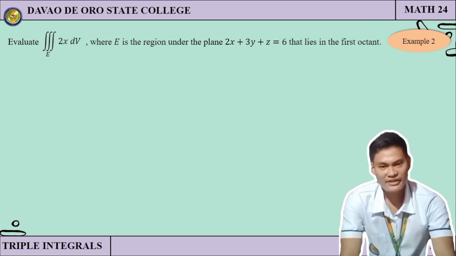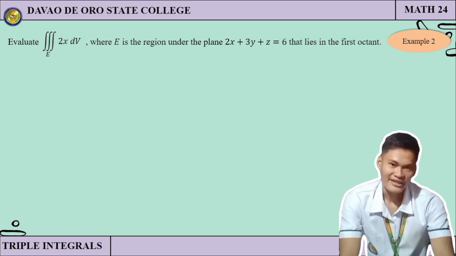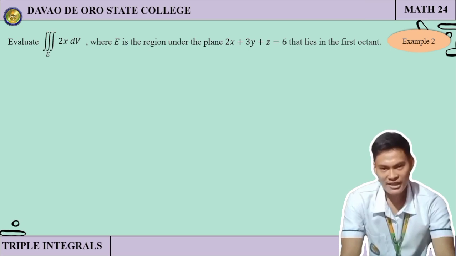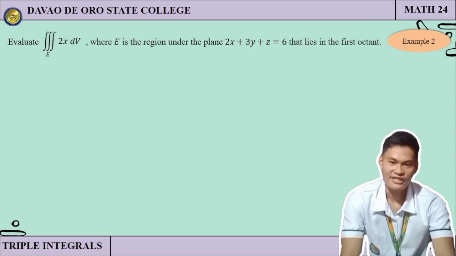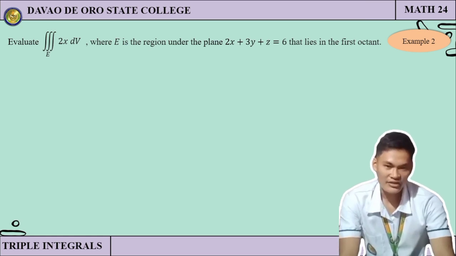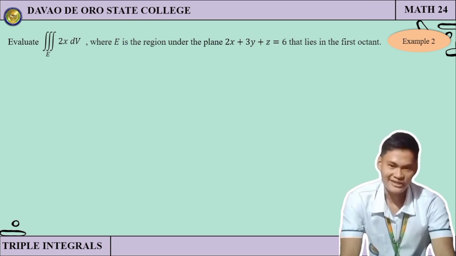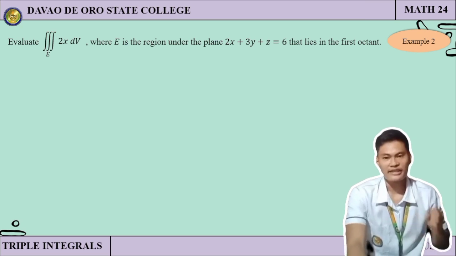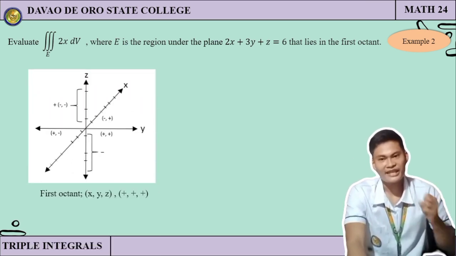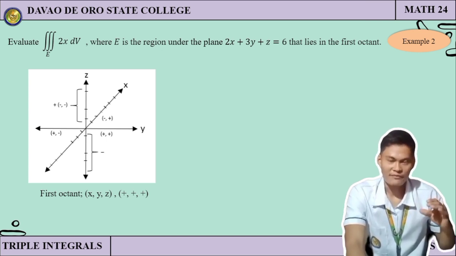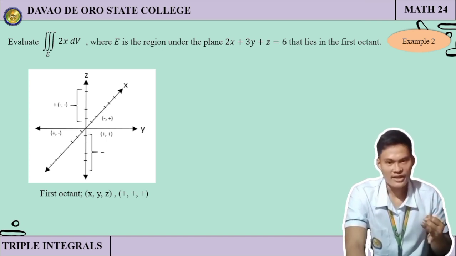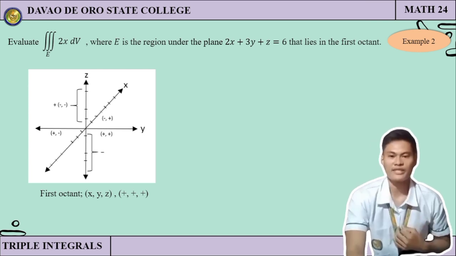When we say octa, it means 8 or divided into 8 regions. Let me give you an analogy. In the 2-dimensional plane, we call them quadrants: first quadrant, second quadrant, third quadrant, and fourth quadrant. In the 3-dimensional plane, it will be divided into 8 regions that we call first octant, second octant, and so forth. So when we say first octant, the x, y, z, since it is 3D, are all positive. Therefore, x is positive, z is positive, and y is positive.